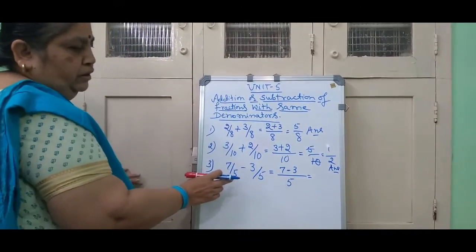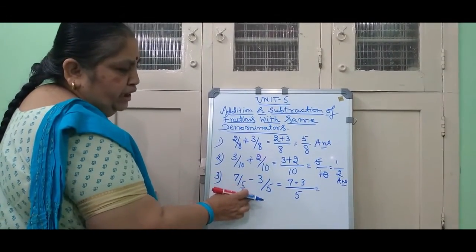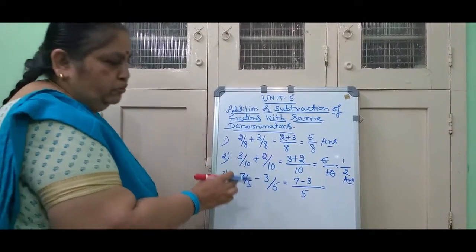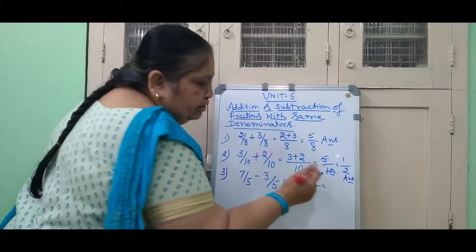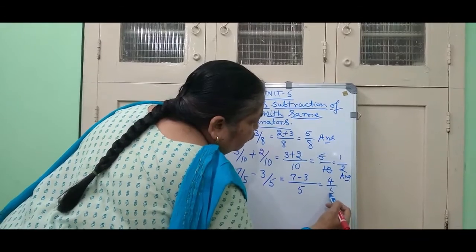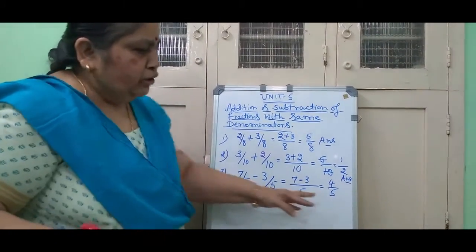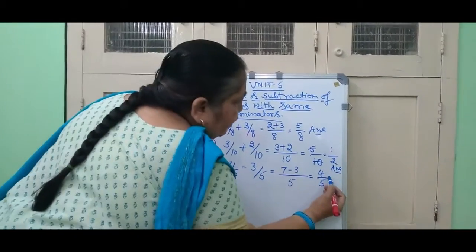You have to consider the sign which is there in between. Whether it is plus or minus, you should be aware of that and you should be careful even while writing also. So, 7 minus 3 will be 4. 4 by 5 is the final answer. And we cannot simplify this 4 by 5. So, we are keeping this as the answer.